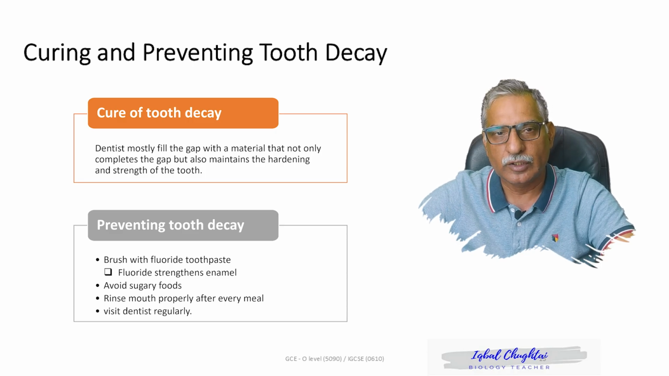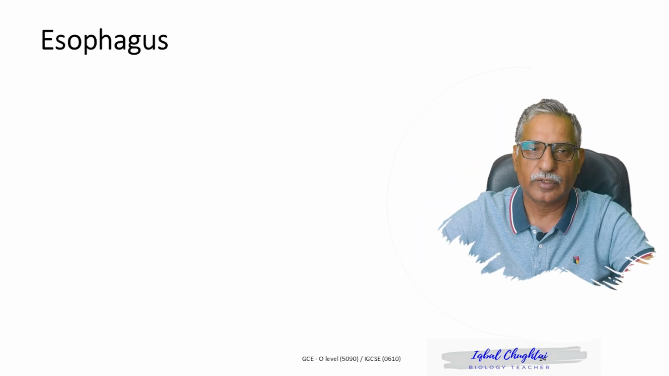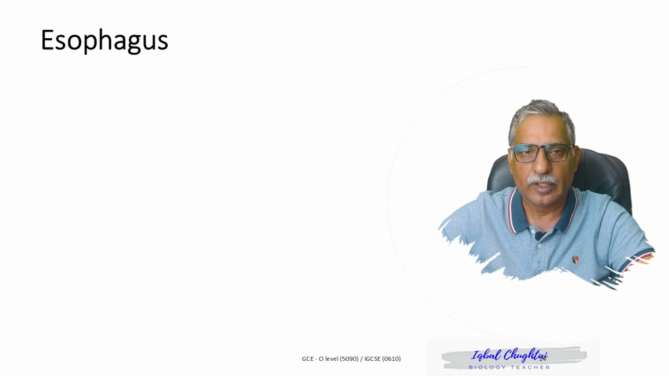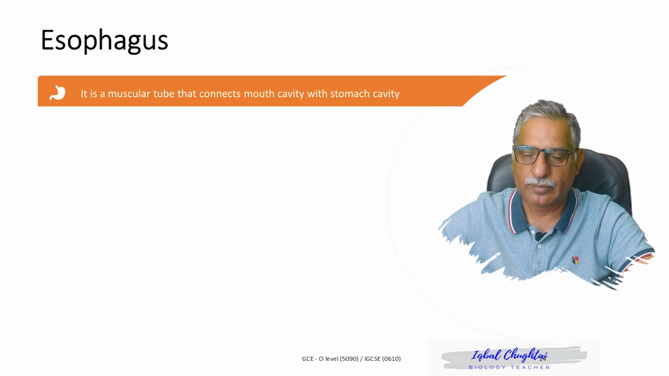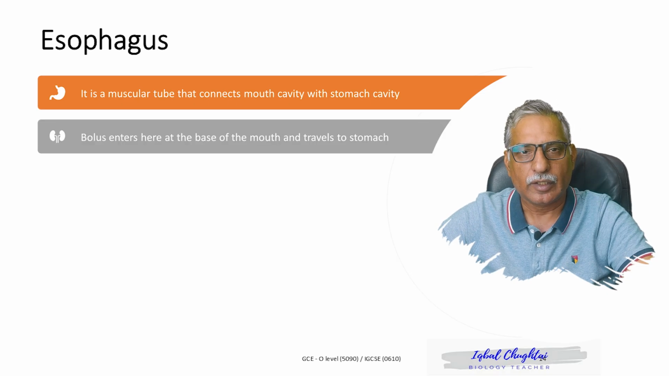So that was about the structure of the tooth and how the teeth are involved in mechanical digestion. Now we come to the esophagus. The food bolus that was made within the mouth is swallowed into the esophagus. The esophagus is a muscular tube lying at the floor of the mouth cavity, also known as the buccal cavity. It is responsible for transporting the bolus from the mouth to the stomach.